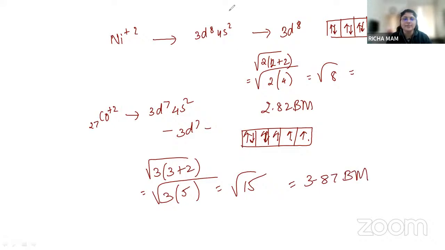Are you getting the same? Did you understand how to calculate the magnetic moments? Very important, it is asked for exams for 2 marks. Is it clear? So 3.87 Bohr magneton.